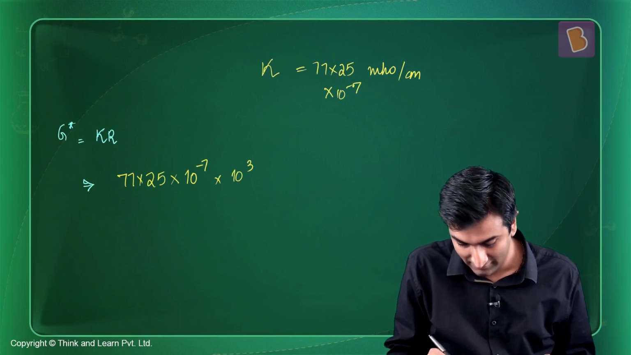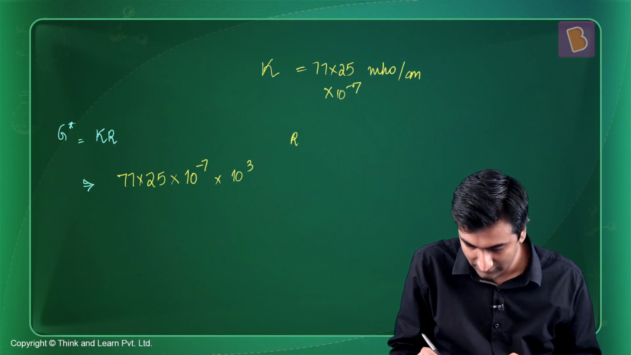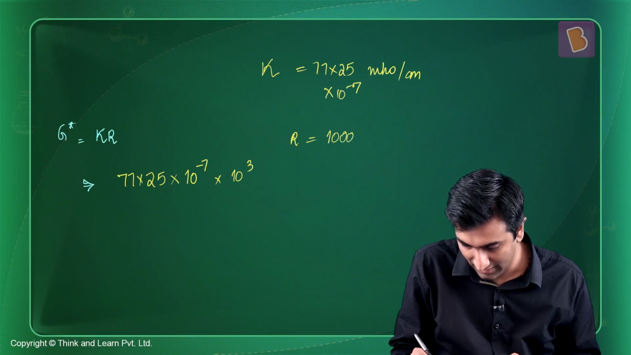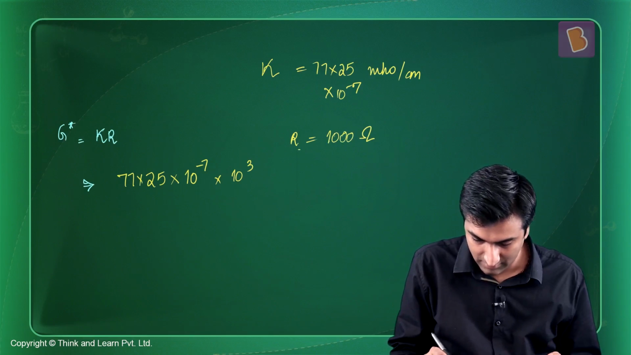Now that looks nice. So I have this into 10 power 3. Why is this 10 power 3? 10 power 3 is just the resistance. Yeah, the resistance of this setup was given to be 1000 ohms. That's what I'm using here. And this gives me the G star value. That's it. I plug this in.